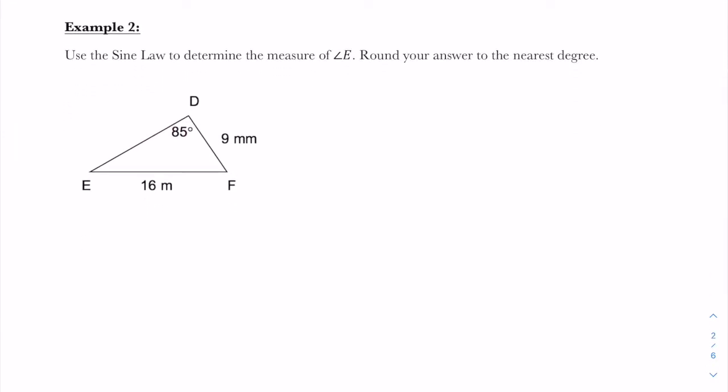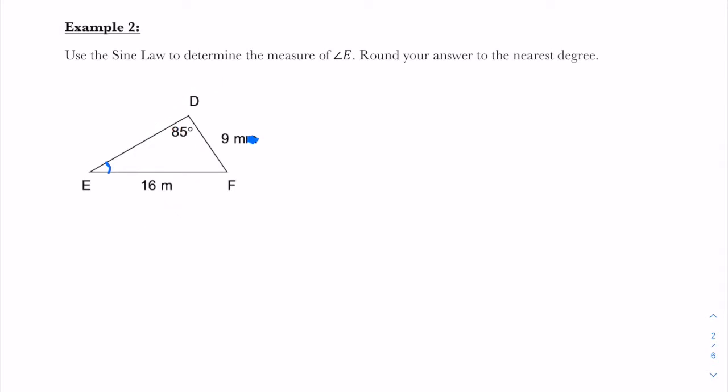Alright, we'll do another one. In this one, we're asked to use the sine law to find angle E right here. And there's a small typo here. Please change the 9 millimeters to 9 meters. The units should be the same. Okay, so with that being said, we want angle E, so I better work with E. And notice that we're conveniently given angle D as well as its side. So let's work with D and E in this example.